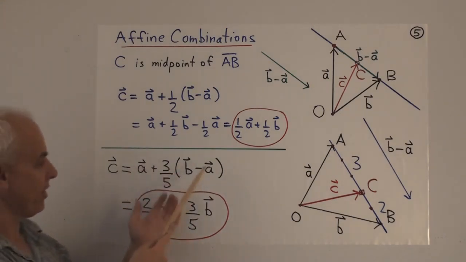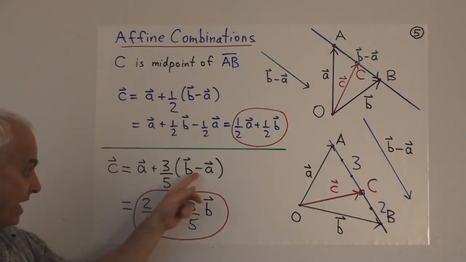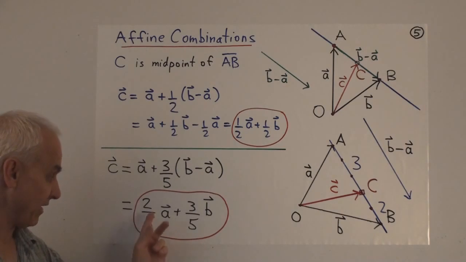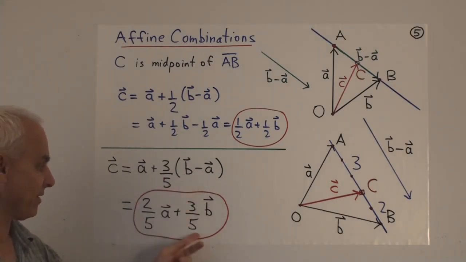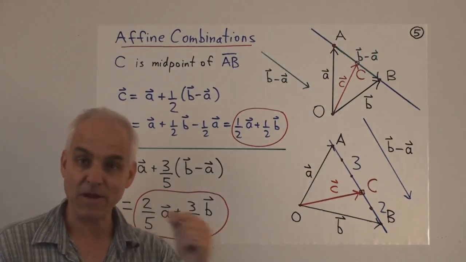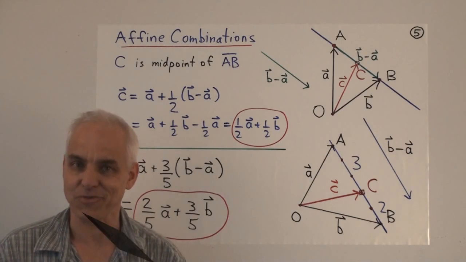And then when we use our laws for vector arithmetic on that, the A and the minus 3/5 of A combine to give 2/5 of A, and we have 3/5 of B. Now both of these are special cases of a more general formula, and we need to understand that general formula.